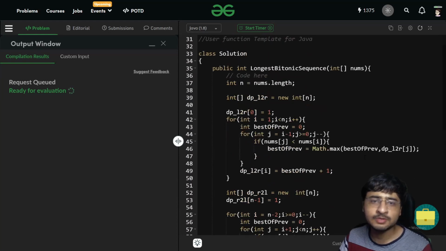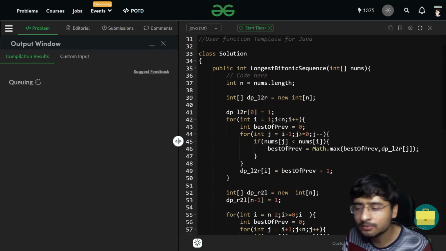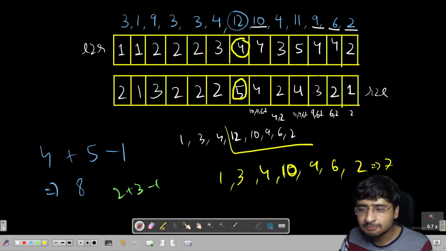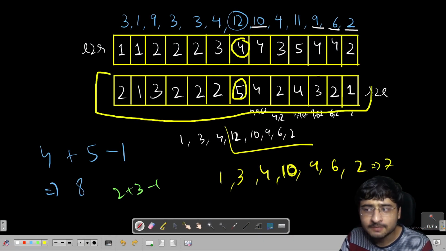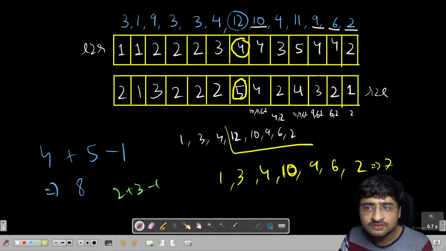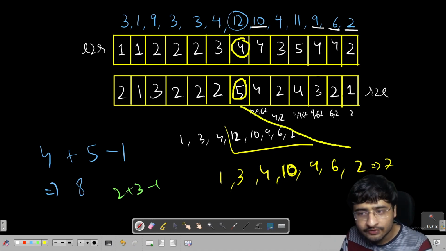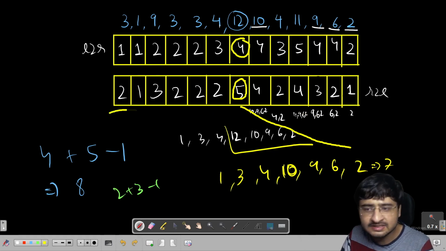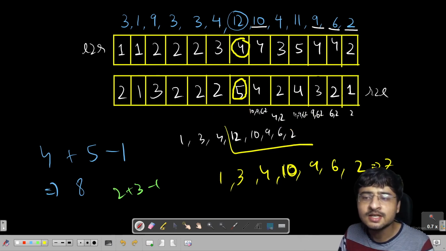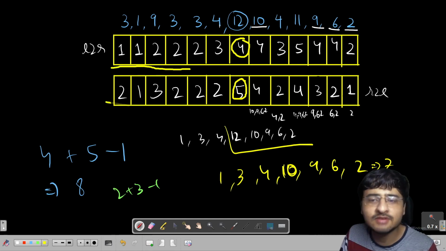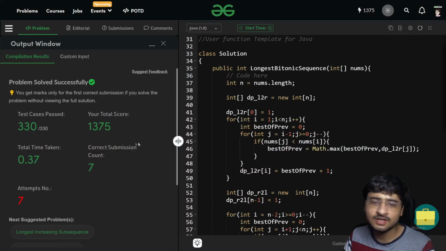I hope it is clear to everybody what we are trying to achieve in this particular problem. We are traveling from left to right, and we are traveling from right to left. This is the important part, because if 12 is forming a longest increasing subsequence of length 5 from the end of the array, and you look at this graph from this side, it will appear to be decreasing. So first we calculate the increasing subsequence, then the decreasing subsequence, and then the result, and yes, it is passing.